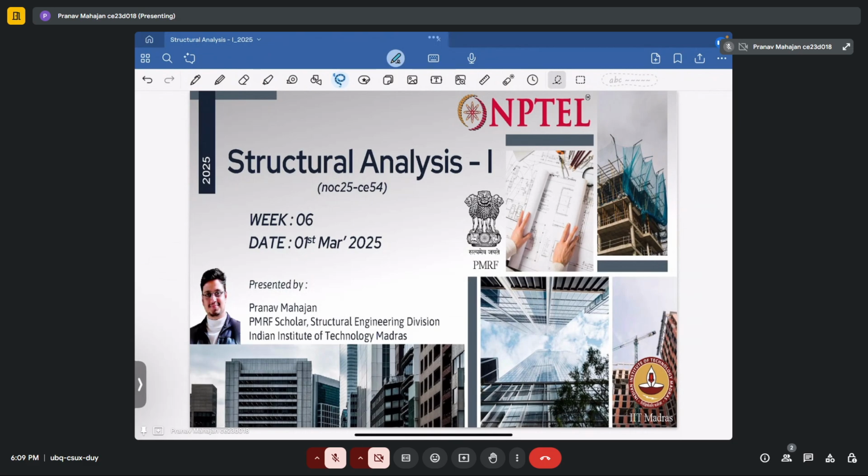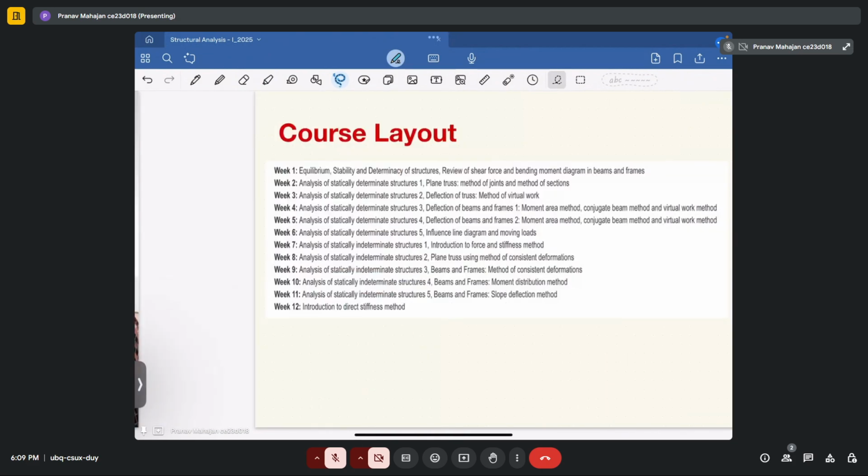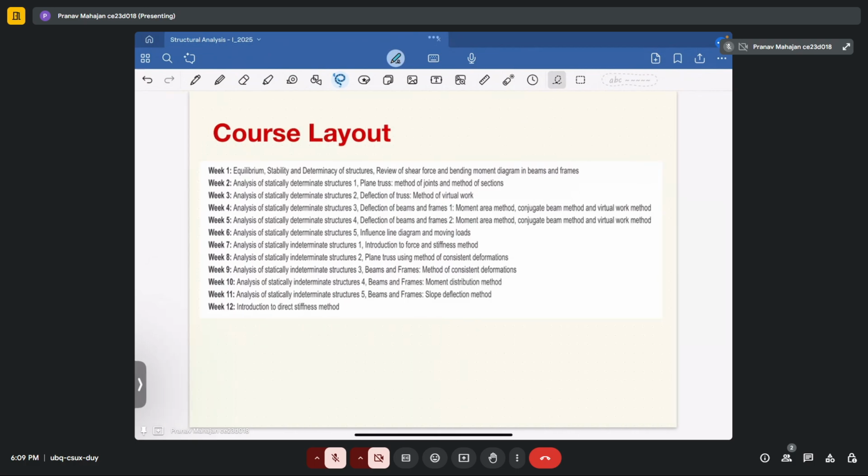So till now we have covered up to week 5. What have we covered up to week 5? We started with analysis of beams, and we have seen how to draw shear force and bending moment diagrams under different loading conditions. Then we have seen how to determine the degree of static indeterminacy and the degree of kinematic indeterminacy, and based on that we classified the structures into statically determinate and statically indeterminate structures.